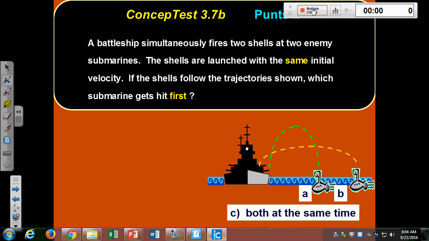A battleship simultaneously fires 2 shells at 2 enemy submarines. The shells are launched with the same initial velocity. If the shells follow the trajectory shown, which submarine gets hit first? So this is A. The trajectory follows this path, and it's a closer battleship. And this one is B, and it's further away. Well, I guess it should be like a destroyer or something. Maybe battleships anymore. Which submarine gets hit first? Or do they both get hit at exactly the same time?